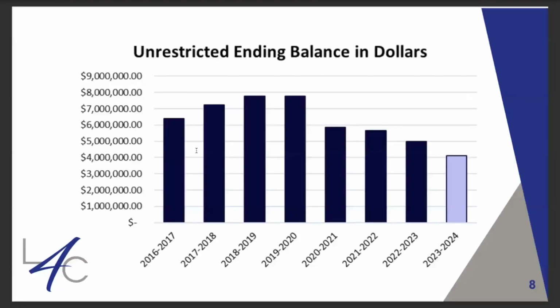Here it is, all that spreadsheet boiled down into one nice neat little graph, the number of dollars in the ending balance over time. And you can see that they peaked up around 2019, 2020, and they've been dropping ever since. The last bar is not fully shaded in because it's still a work in progress. Those numbers reflect second interim, not the final ones. All the other ones are final ending balances.